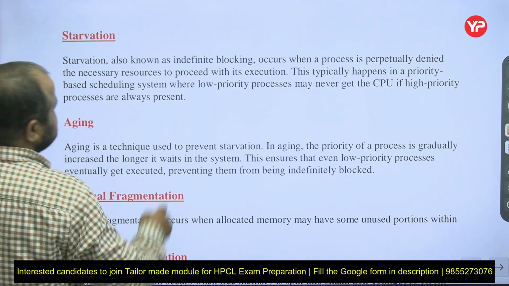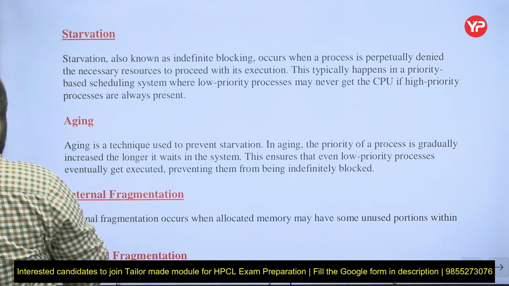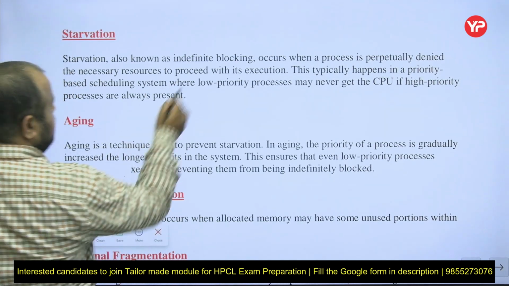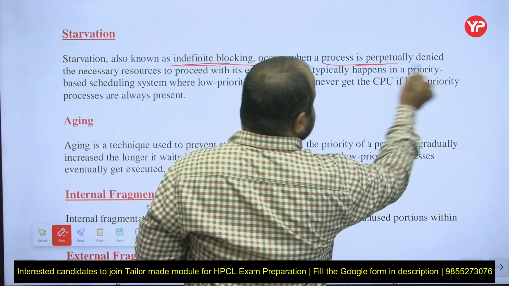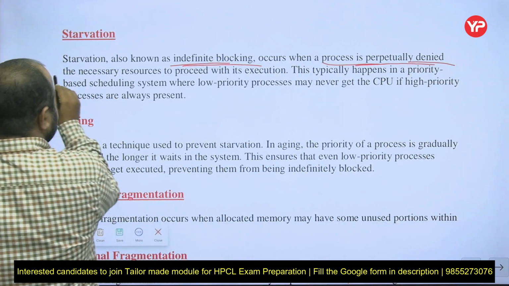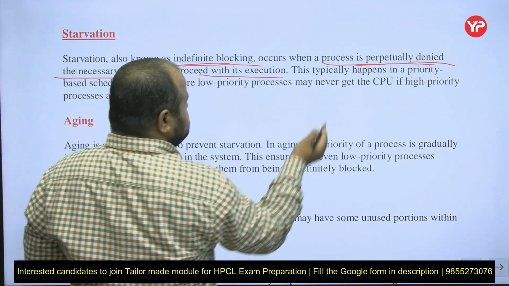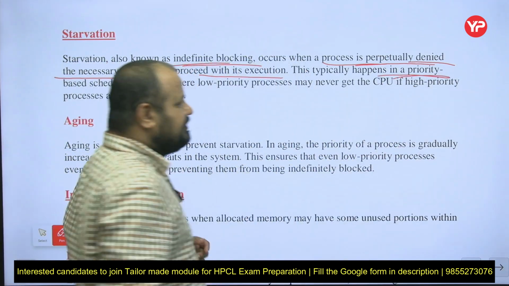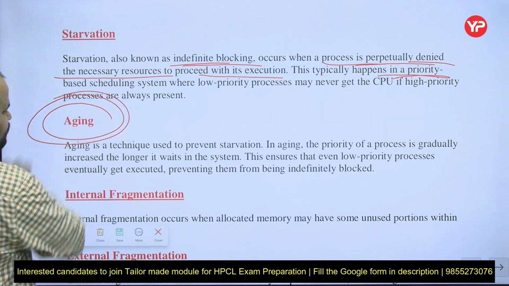So what is starvation? It is known as indefinite blocking. It occurs when a process is perpetually denied the necessary resources. Why necessary resources? Because of the priority. Now what will happen? What do we have to do? We are using the concept of aging.